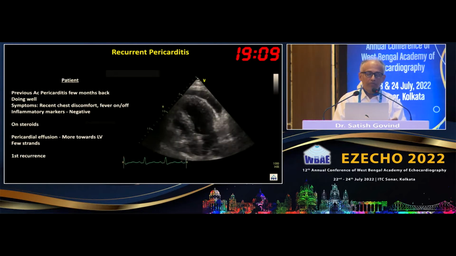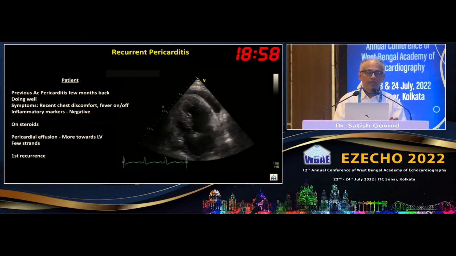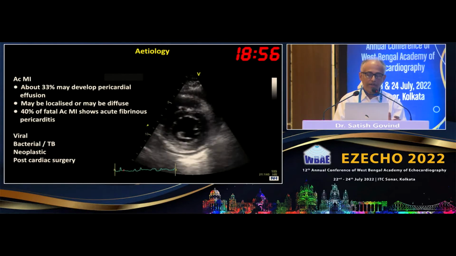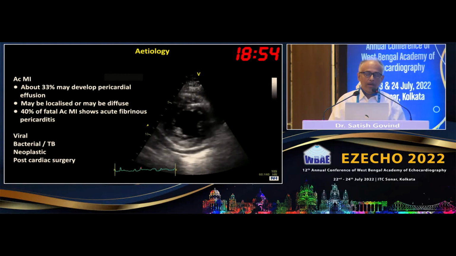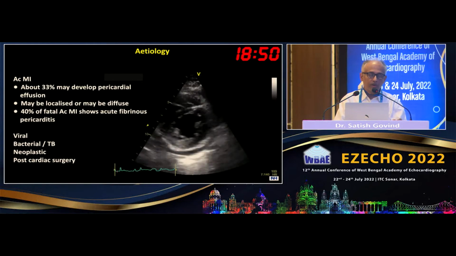Now, the recurrent pericarditis is an example of a patient who was doing well and came back some months later, and again you're looking at an effusion here and some strands here. So this is an example of recurrent pericarditis with positive findings. Then you have the other various types. In view of limited time, I'll just briefly dwell on a few points.